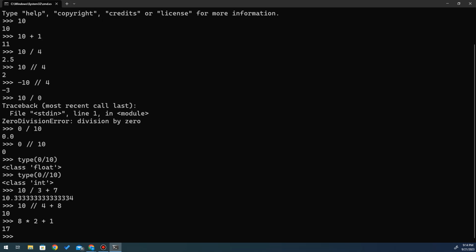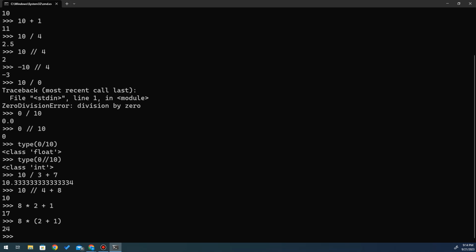And we can see the order of operations are being followed. 8 times 2 is 16, plus 1 is 17. Now here we use parentheses to tell the Python interpreter that we want to process 2 plus 1 before we multiply by 8. Right? So we get the result of 2 plus 1 is 3, and then it's 8 times 3, which gives us a result of 24.